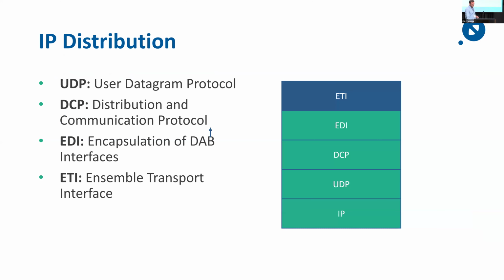So IP distribution means that we take the DAB ensemble output from the multiplexer, which is the ETI format, and put those ETI frames into IP, which is done by EDI, a specification to encapsulate those frames into an IP stream. It is based on the distribution and communication protocol, DCP. DCP is the protocol which handles the robustness in EDI. That's more or less the transport layer, which does the fragmentation and the robustness of the EDI distribution.